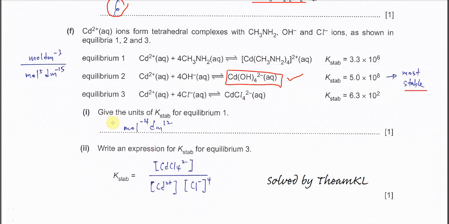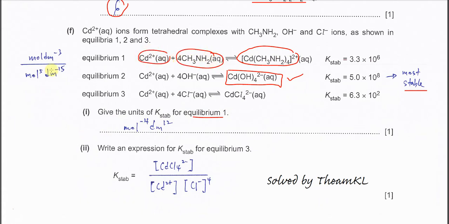Okay, part 1. Give the units of the Kstep for equilibrium 1. Equilibrium 1, then we need to know is the product over reactants, these two reactants, and therefore the unit is mole per dm cube over mole power 5, dm power negative 15, because the reactant is this and this, right? So therefore at the end you get this unit for equilibrium 1, mole power negative 4 dm power 12.